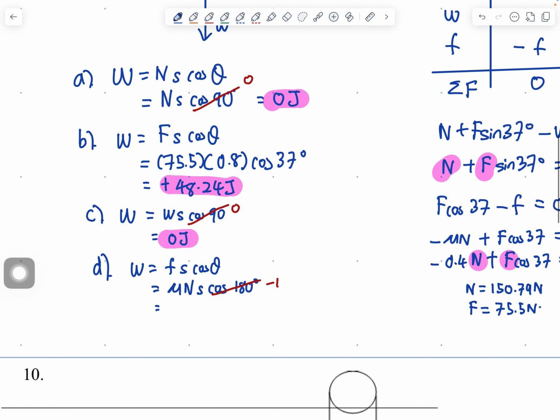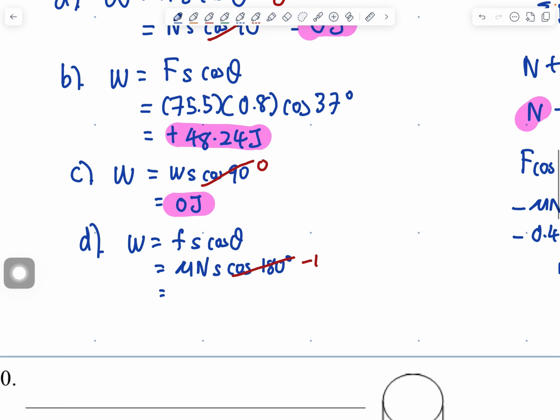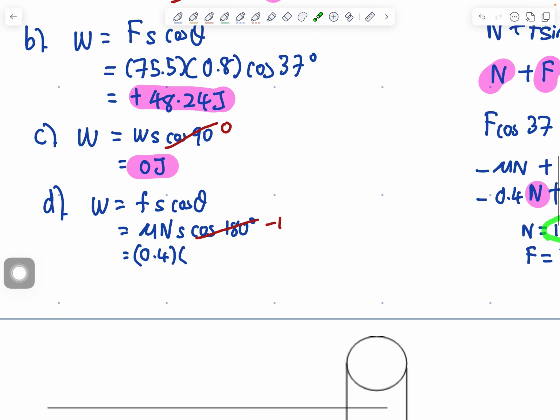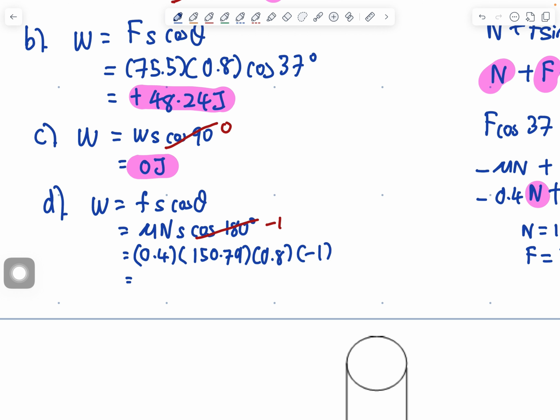Cos 180 from the calculator gives -1. Substitute in our coefficient of friction, which is given in the question, 0.4. The normal force we calculated earlier is 150.79 Newton, and then the displacement is 0.8, and -1. Here I will end up with a work done of -48.25 joule. This is the work done by the frictional force, where the negative represents work done by the system.